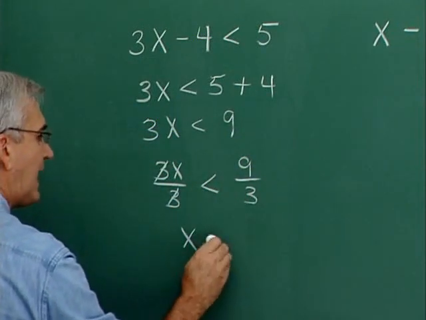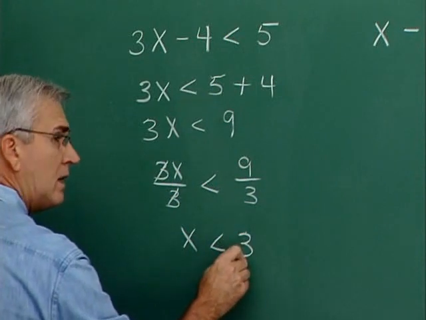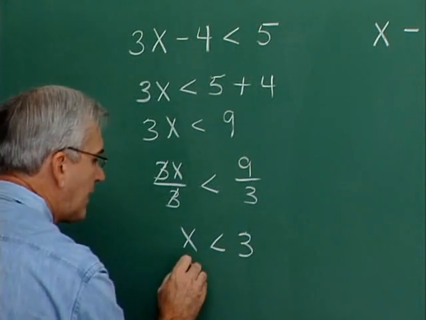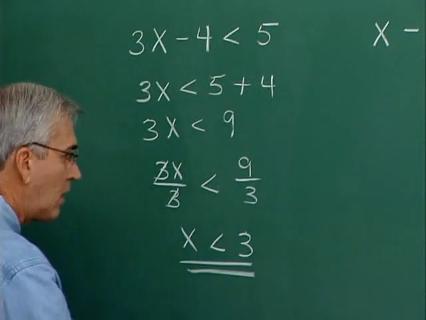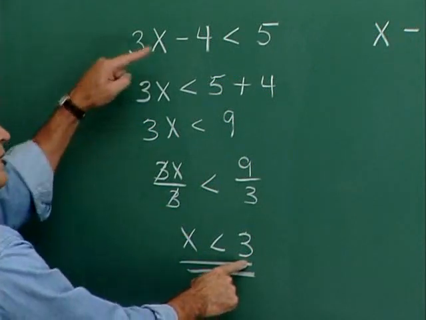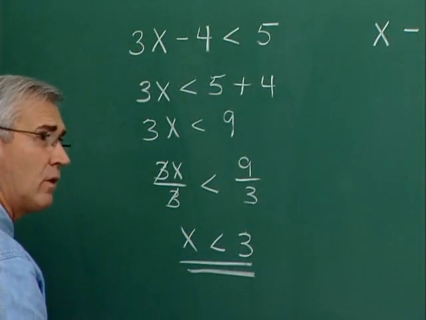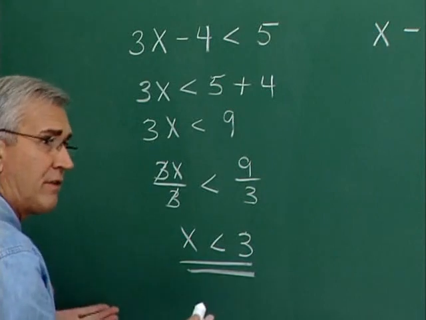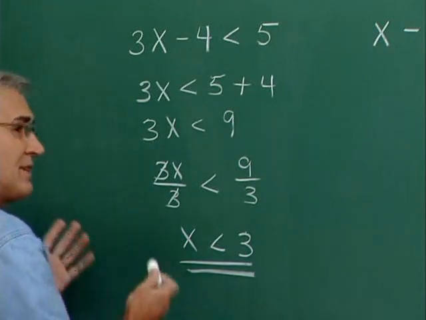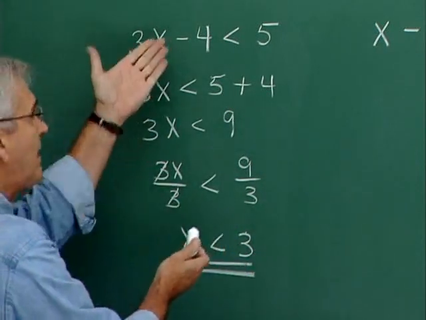And we find that x is less than 3. Now, this is implying that for all values which are less than 3, this original statement of inequality is going to be true. Now, we can test a few points. Let's see, 0 is less than 3. Would 0 make this true?